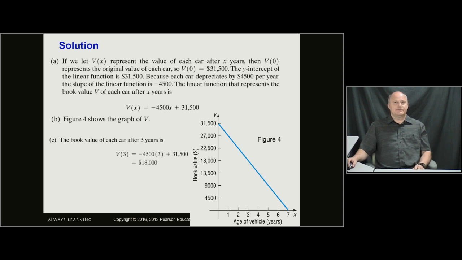Okay. Step C. The book value of each car after 3 years: plug 3 into the formula. So negative $4,500 times 3 plus 31,500 is going to be, what is that, around $18,000. And that looks kind of like what the graph is indicating. If you look at age 3 and go up the chart, it looks like it hits around 18,000. So the graph is pretty accurate.